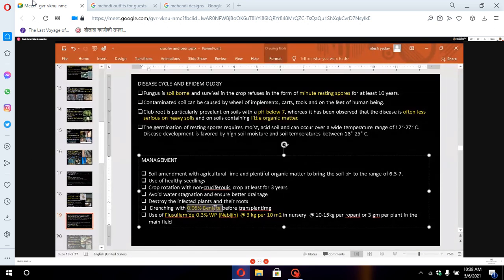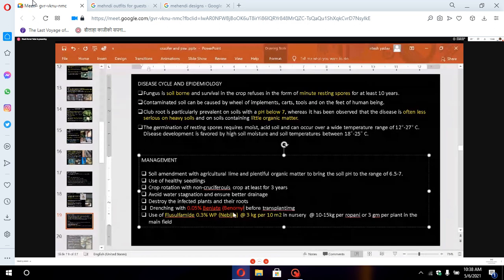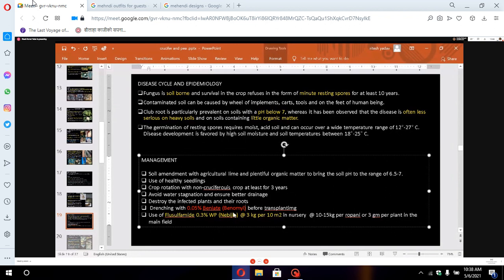So this Benlit is banned. So it was very effective chemical fungicide.